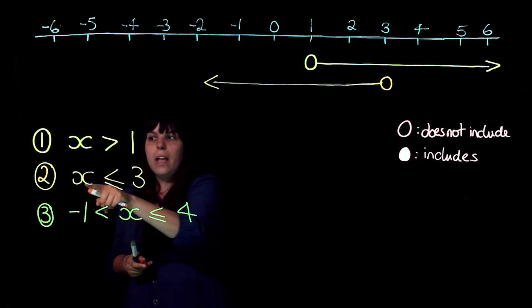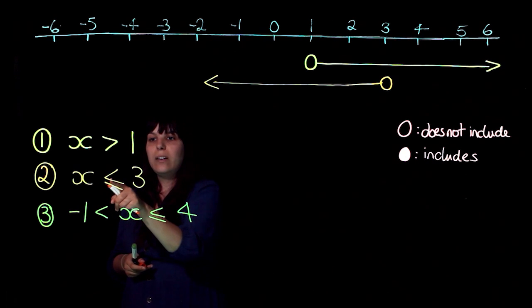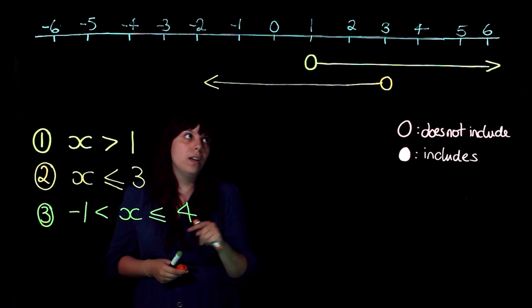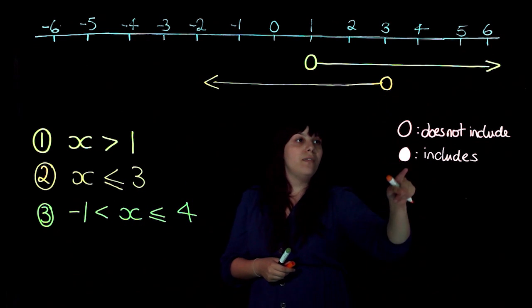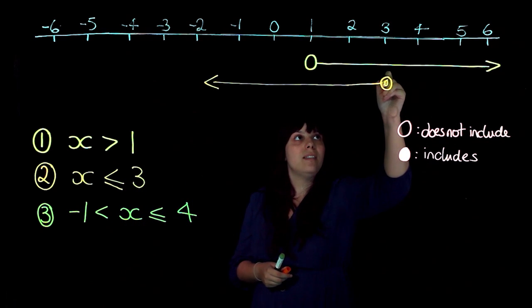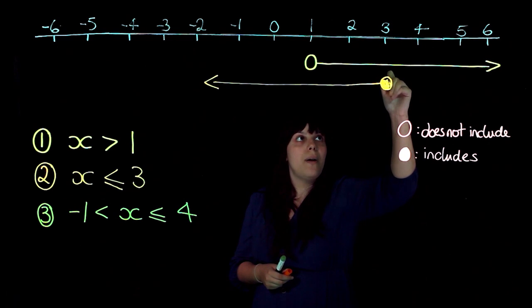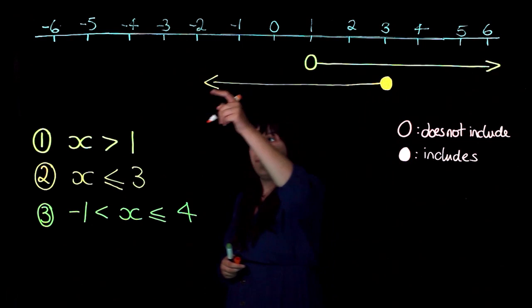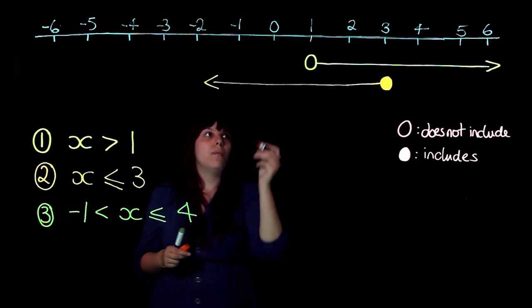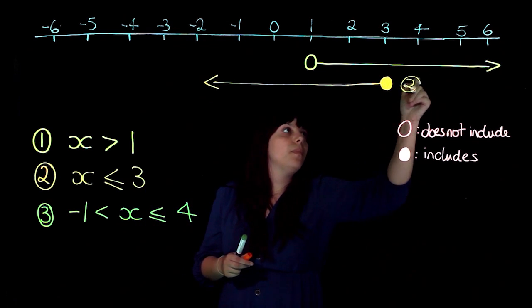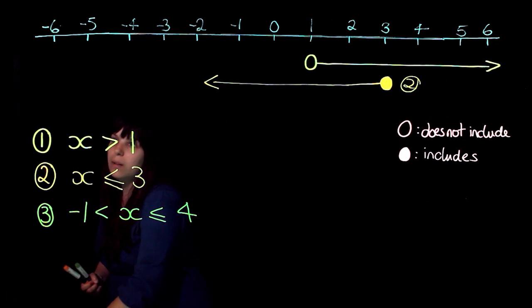Now, if I go back to my inequality, x is less than or equal to 3, I'm going to have to fill my circle in because it does include 3 this time. So x can be 3 or anything smaller than 3. So that's that example. So that was number 2. I'll just number that as number 1.